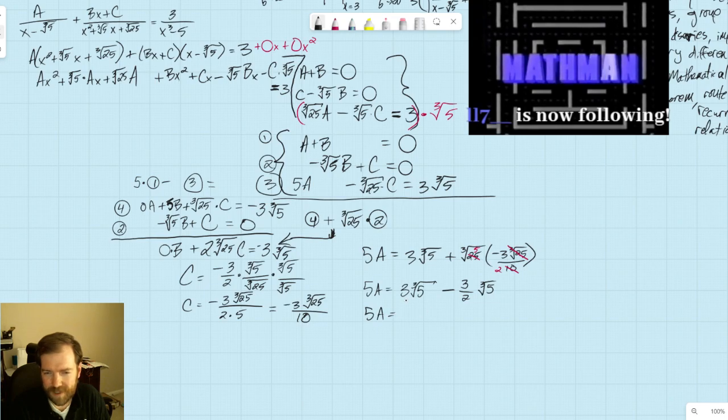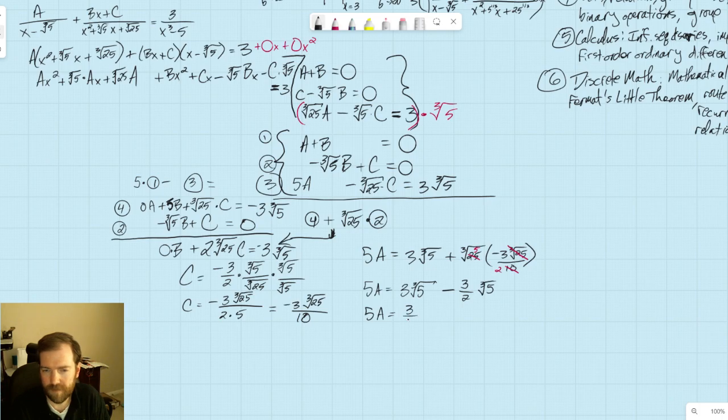All right, 5a is equal to, here we have 3 minus 3 halves is going to be 3 halves cube root of 5. I mean, this is a problem that I just made up off the spot, so that's not that big of a deal. All right, so therefore a is going to be equal to, this is going to be our 3/10 now, times the cube root of 5.